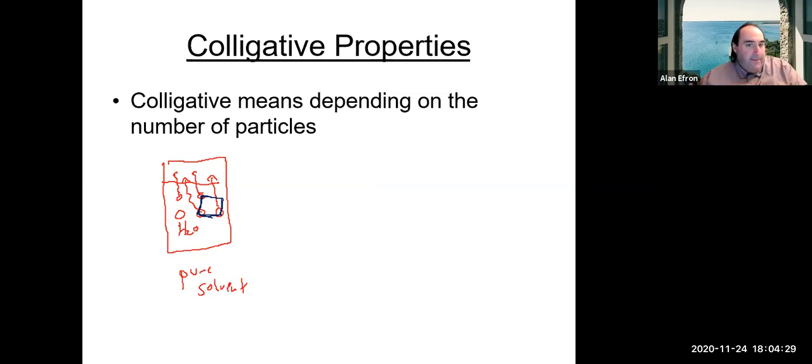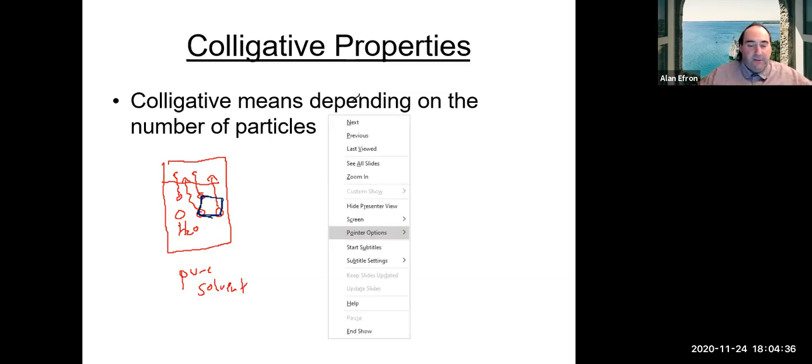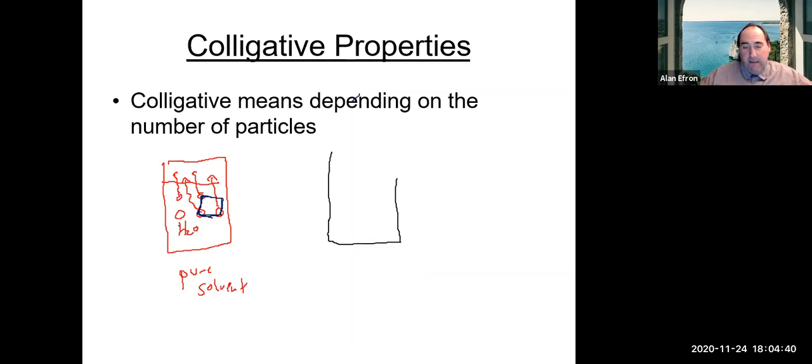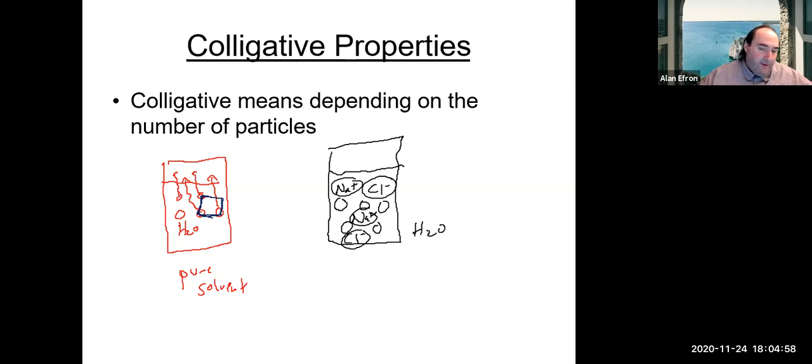Now, what happens though if we dissolve something in water? So if we take our water here and we actually will dissolve something in it, say like sodium chloride or something like that. So in our water, our water molecules are represented by these circles. We got some water. And maybe we pop in there some sodium chloride. So we got some sodium ions floating around, some chloride ions floating around, along with our waters.